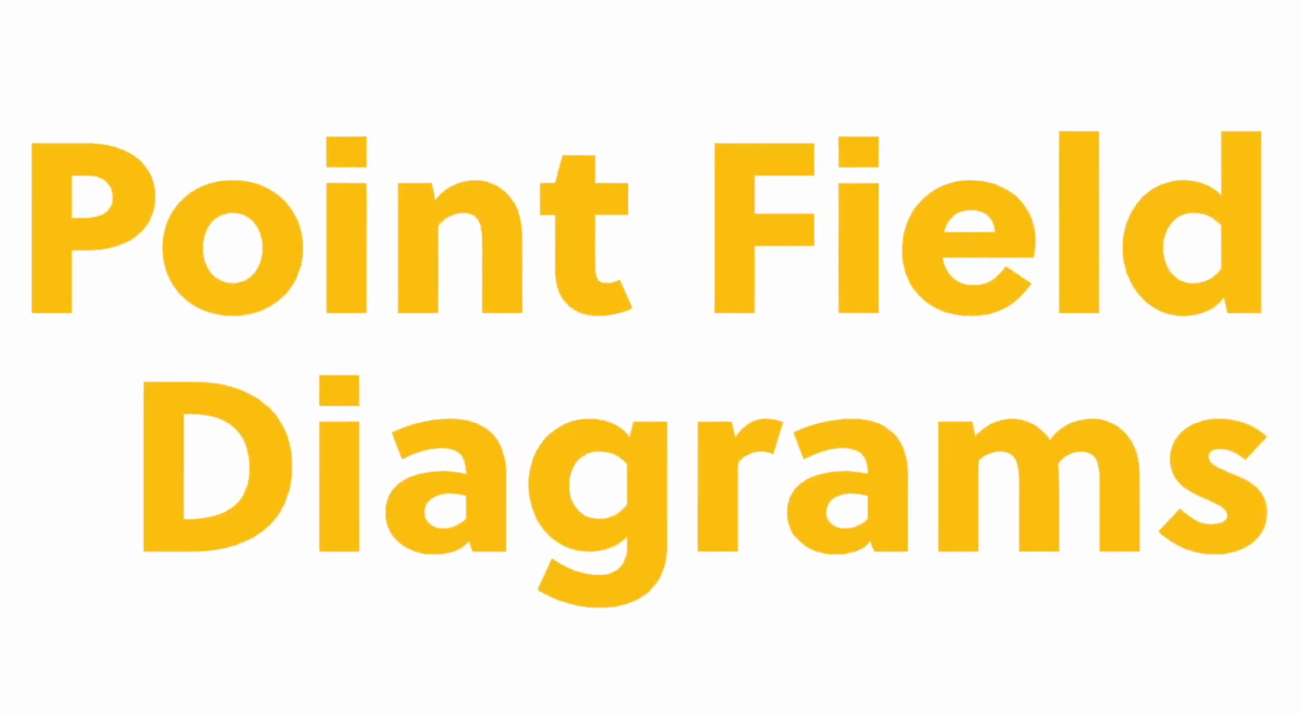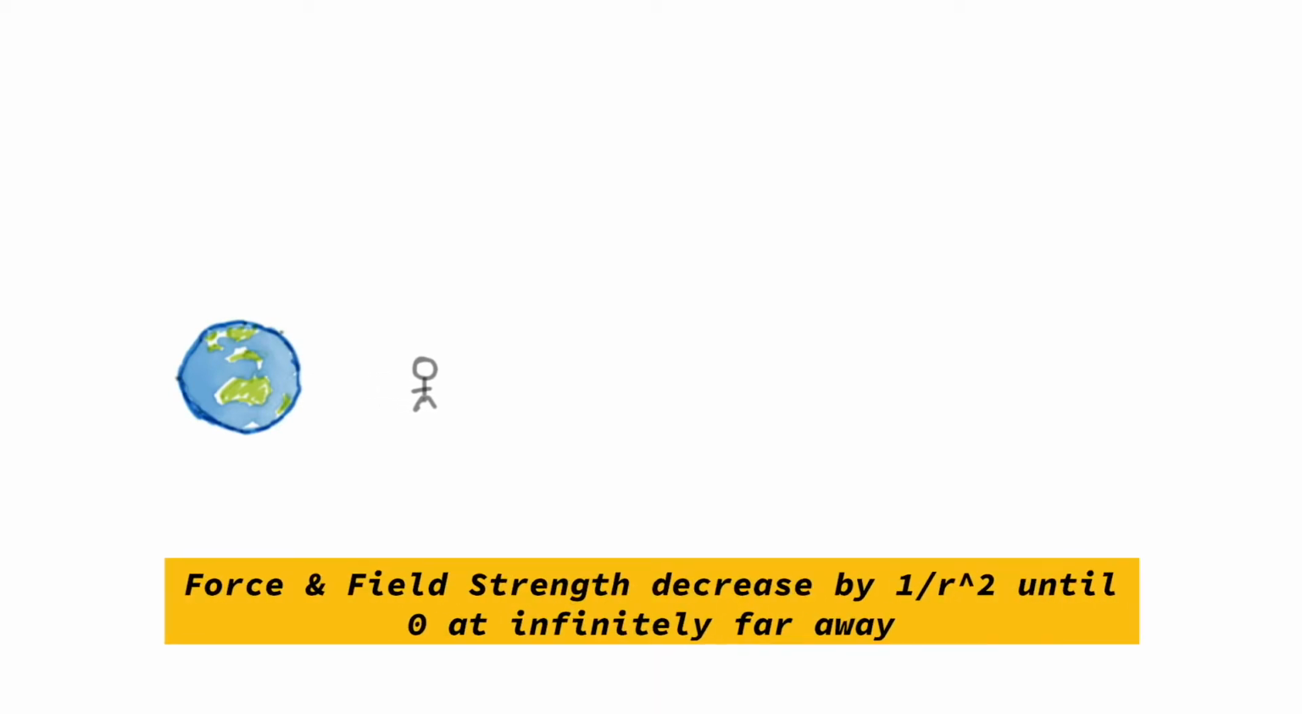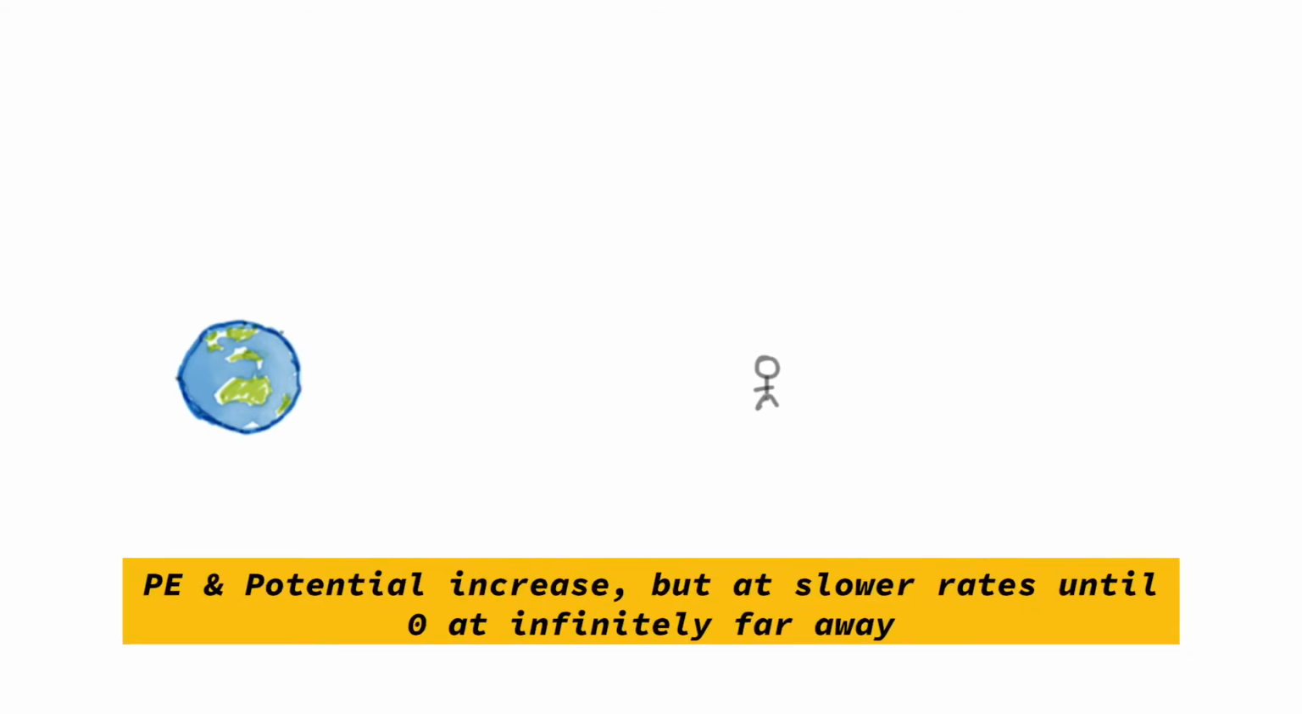Okay, let's get back to some physics, and we'll start with point field diagrams. Specifically, we're going to look at force, field strength, potential energy, and potential diagrams. So as in clarifying this concept, as the distance r gets greater, we can see this person moving further and further out, force and field strength decrease by a factor of 1 on r squared, until that force actually becomes 0, infinitely far away. So the force due to gravity is 0 at infinity.